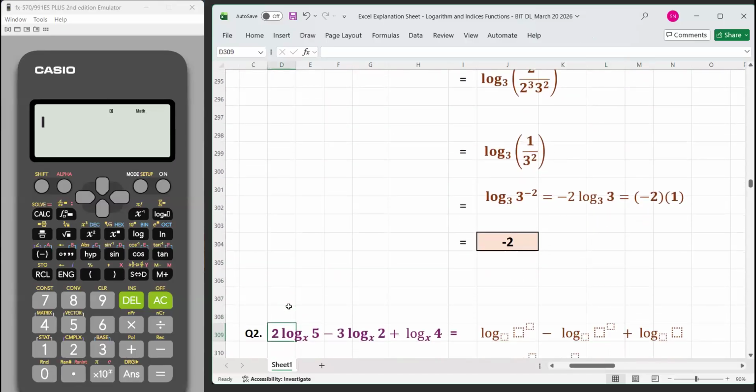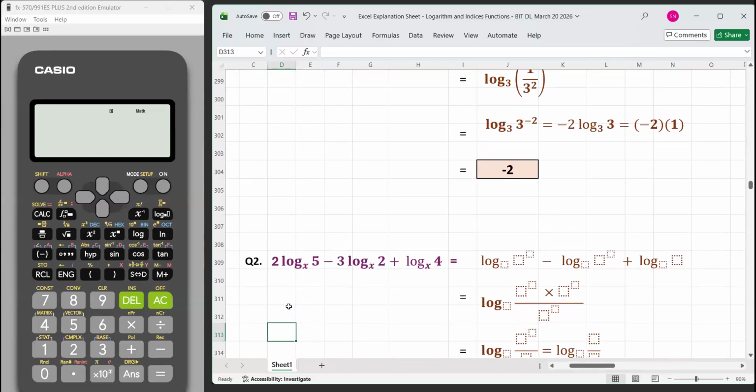Okay, let's take another one. What about this? We are going to use the power rule. We are going to use the addition rule. We are going to use the multiplication rule. So let's take the first one, 2 log 5. 2 log 5, what would that be equal to? Power rule.